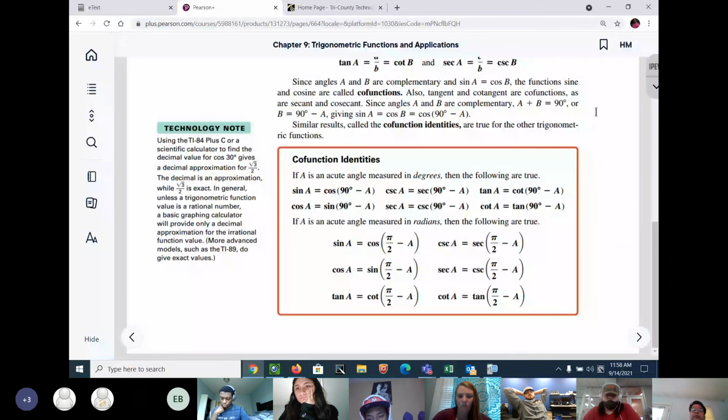Give everybody another minute or two. I don't use these very often. I don't test on them either. The calculator has pretty much taken care of the cofunction identities.